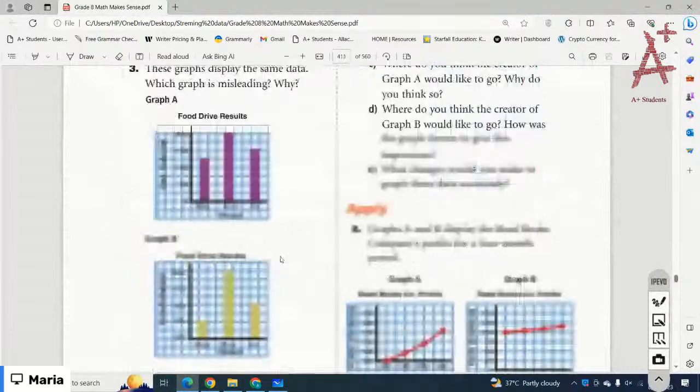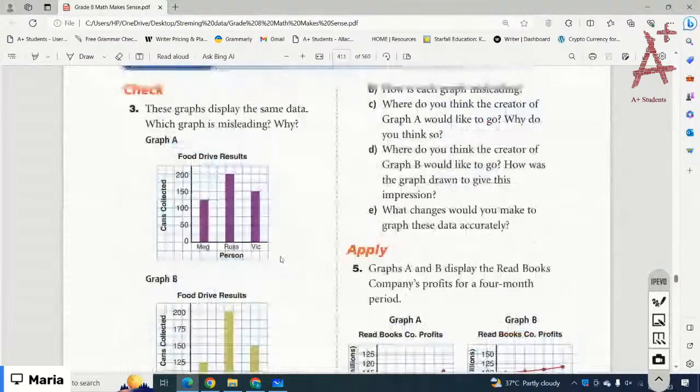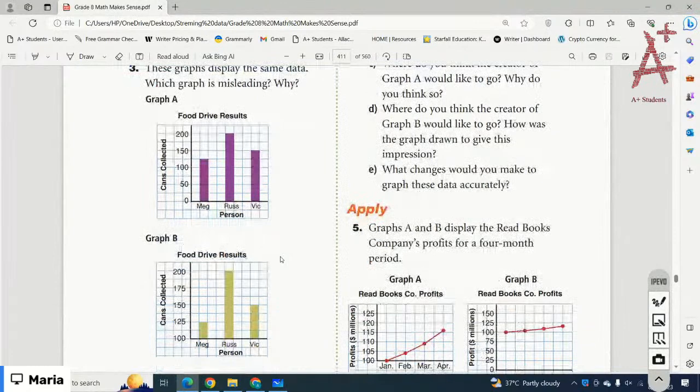Okay, here are the practice questions. So let's just start with question number 3. Question number 3 says these graphs display the same data. Which graph is misleading? Why? So both the graphs have the same data, and graph B is misleading, right?